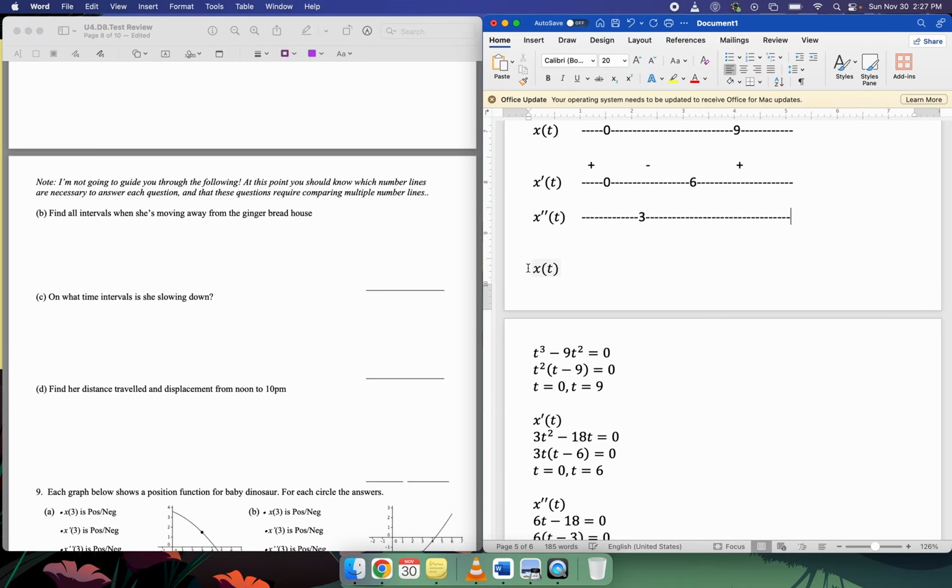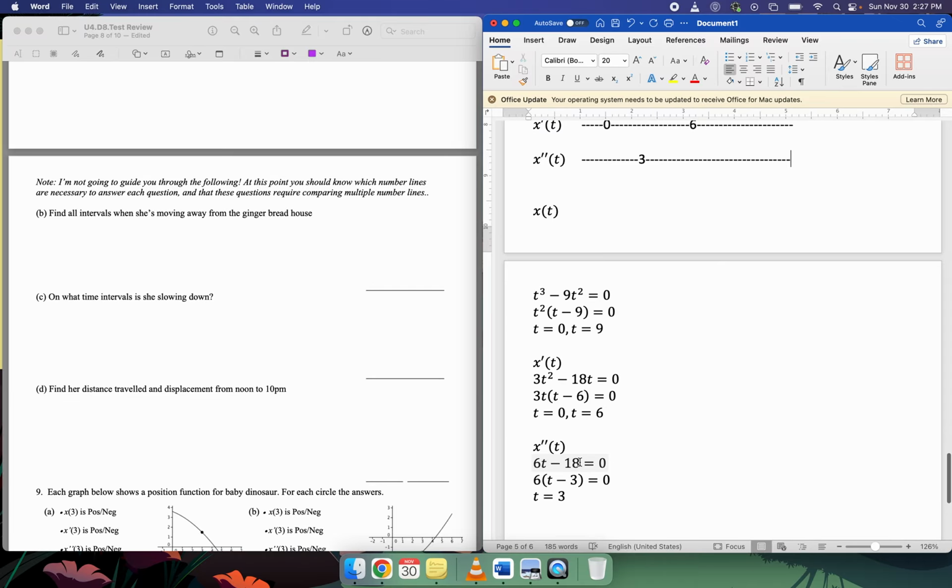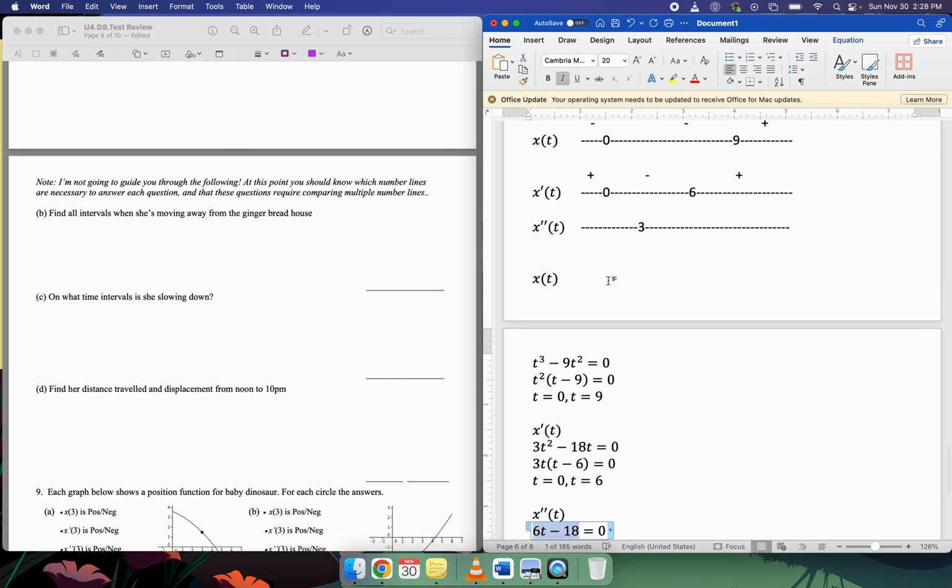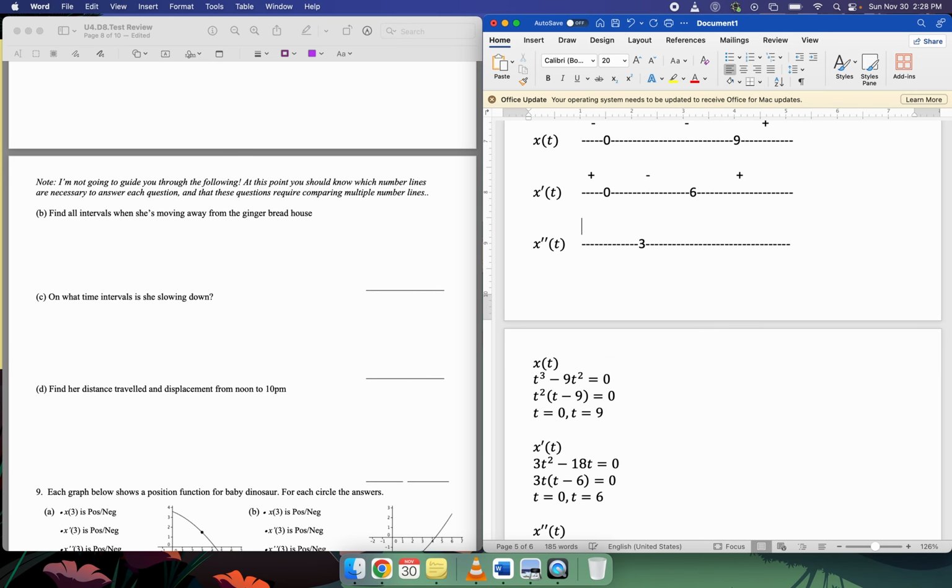And if I pick a test point, like say 1, and I plug it into the acceleration function, I get a negative number. So therefore it's negative on this region.